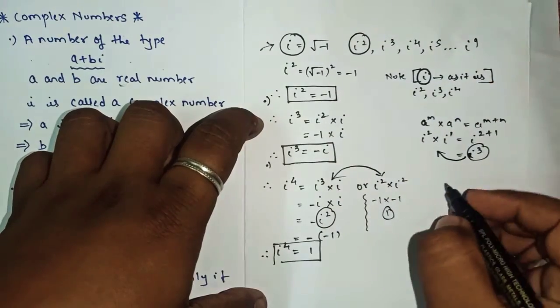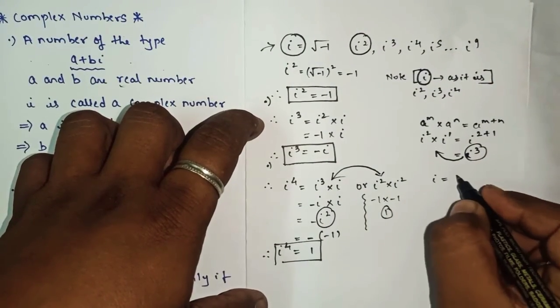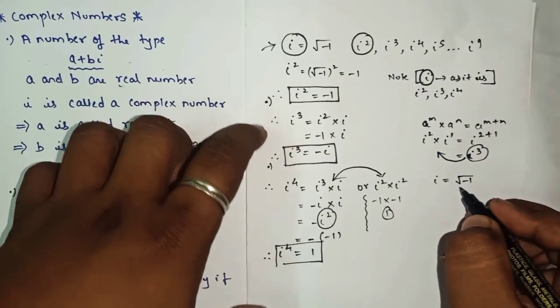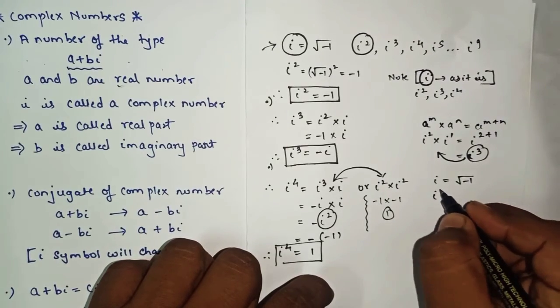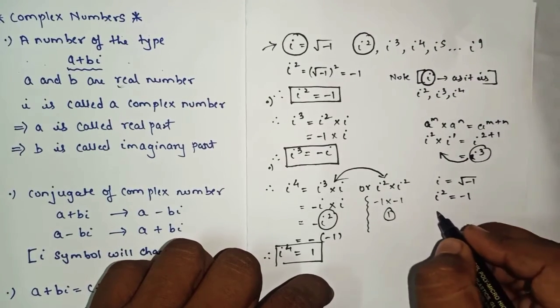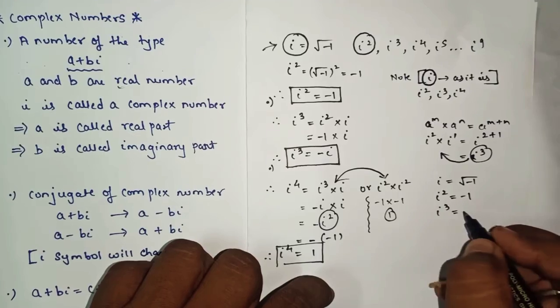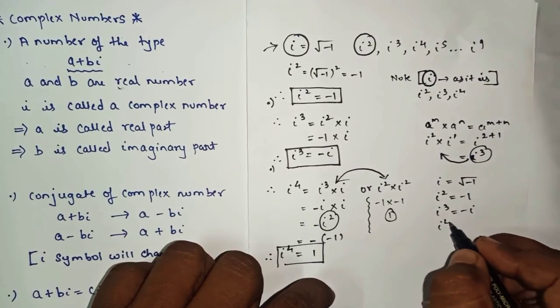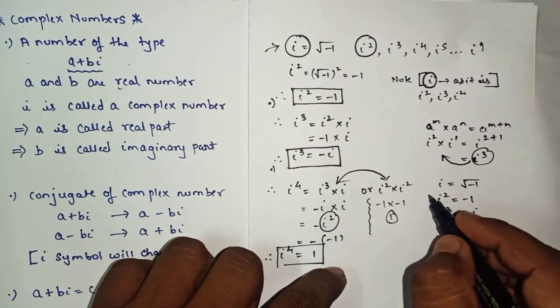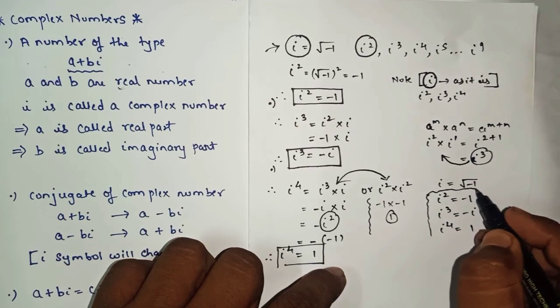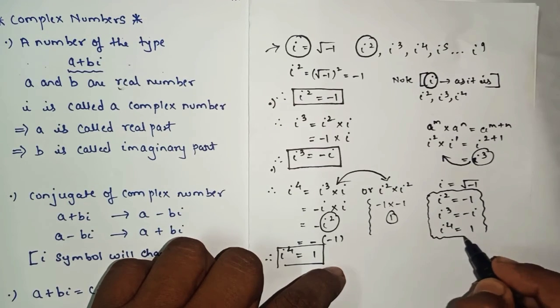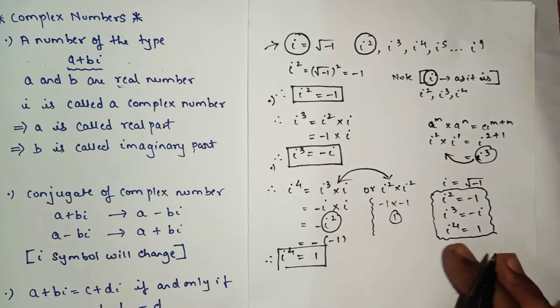So here we come to the conclusion. We got the value of i, that is the imaginary number, known as root minus 1. i square is minus 1. i cube is minus i. i raised to 4 is 1. So I can say these four are very, very important. With the help of these, you can find the value of any answer.